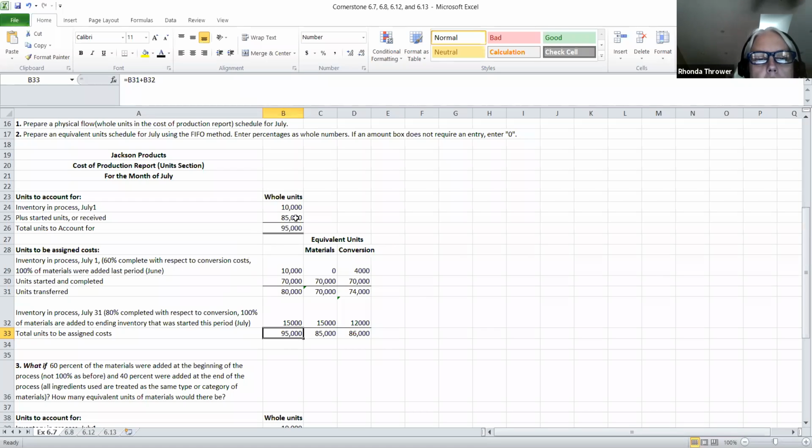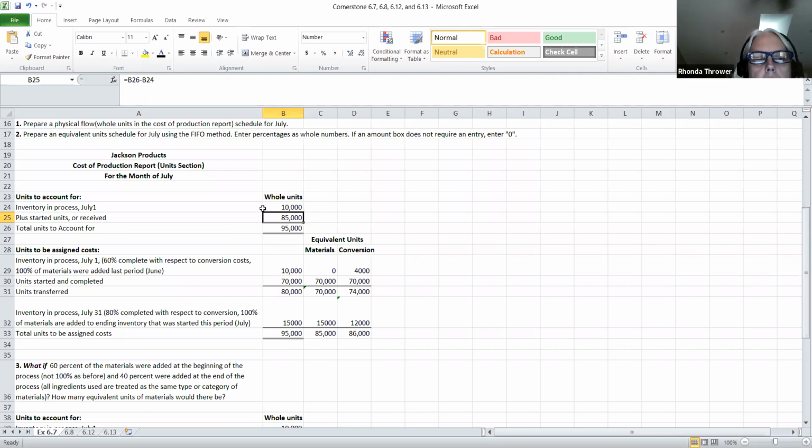Once you know this, then we can determine the units started or received from a different department. The way that we determine the 85,000 is to take the 95,000 total units to account for and subtract 10,000 from it. That will give us the units that we started during this time period.